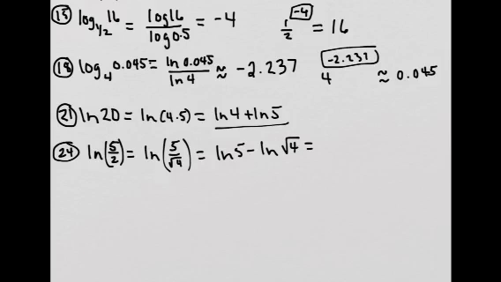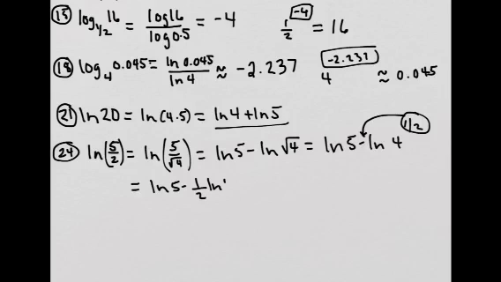But square root of 4 can be rewritten as natural log of 4 to the 1/2, right? Square root is 1/2 with rational exponents. So that 1/2, remember the properties of logs, moves down as a coefficient of that natural log. So your final answer would be natural log of 5 minus 1/2 natural log of 4. So this one was a little trickier than the other ones, but that's exactly what they want you to write.